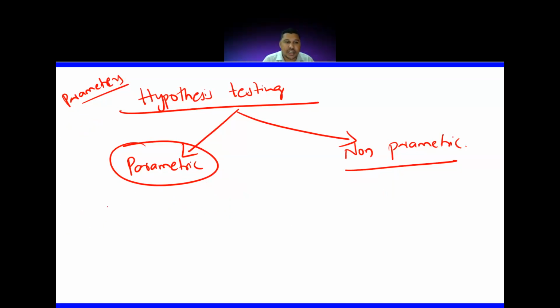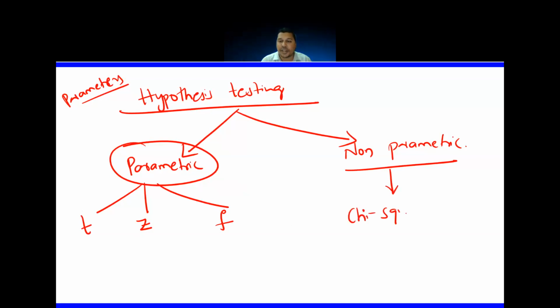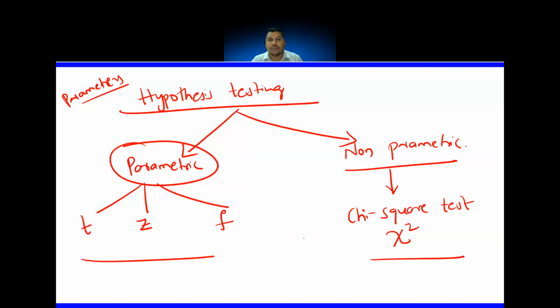In parametric testing, again we have multiple testing techniques: T test, Z test, and F test. In non-parametric, we have one test, that is chi-square test. So in total we have four different kinds of hypothesis testing. Three are parametric, one is non-parametric. It means here they don't give the information.